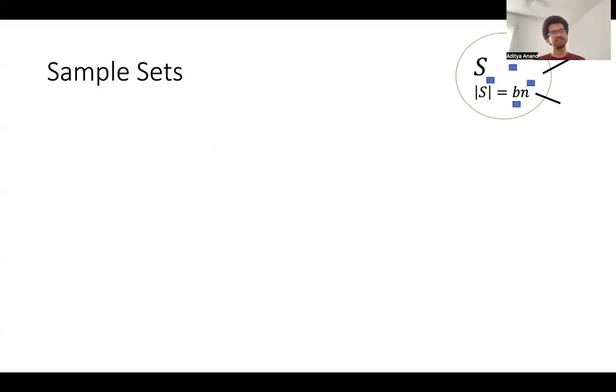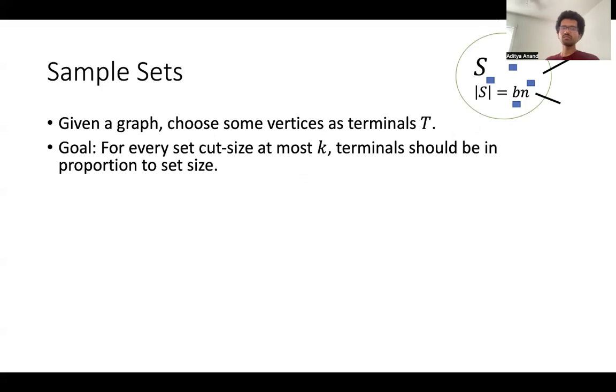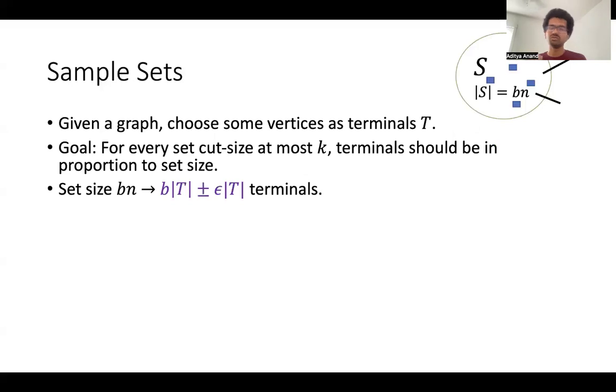What are sample sets? Given a graph, we want to choose some vertices as terminals T. The goal is that for every set whose cut size is at most k, we want the terminals to be in proportion to the set size. So if you have a set whose size is b times n and the cut size is at most k, the number of terminals here should be roughly b times t. We are allowed to tolerate an additive error of epsilon times t.